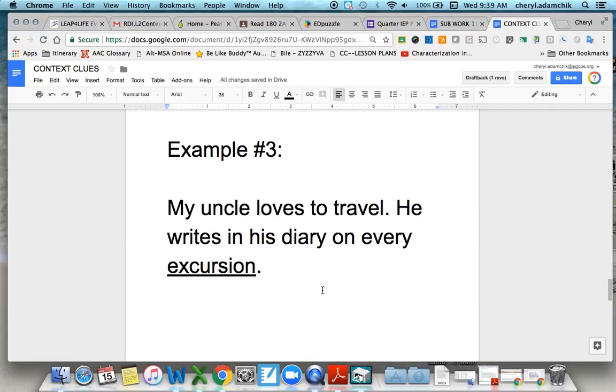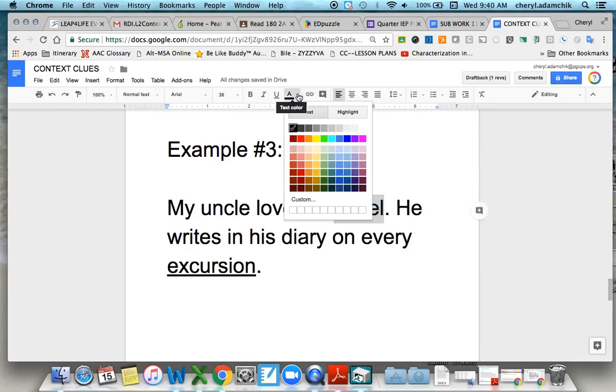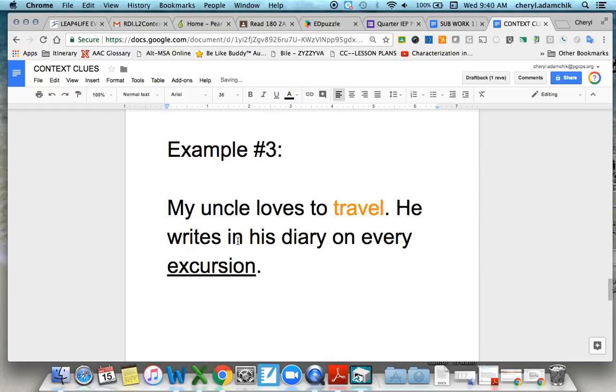All right, example number 3. My uncle loves to travel. He writes in his diary on every excursion. So excursion is probably not a word that we hear very often, but I'm going to use the context to figure out what that means. My uncle loves to travel. Keyword: travel. And he writes in his diary on every excursion. So by seeing that word travel, I can realize that the word excursion has something to do with traveling.